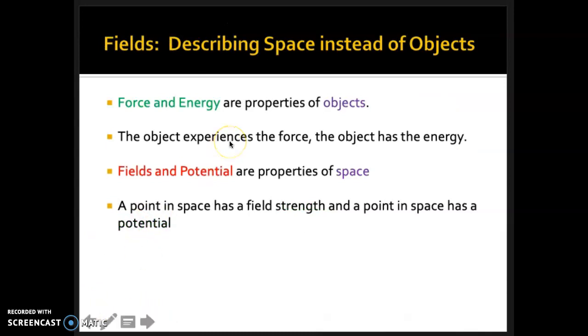Okay, so I want to make the distinction between properties that describe an object and properties that describe space. So force, you could talk about the force acting on an object. You could talk about the energy that an object has, right? Like gravitational force or gravitational potential energy is the property of something. But fields and potential are properties of space itself. There doesn't have to be an object there for that space to have a field.